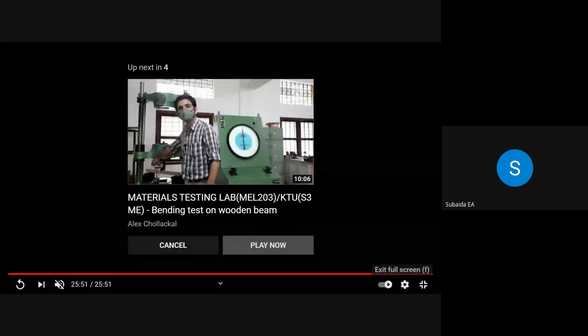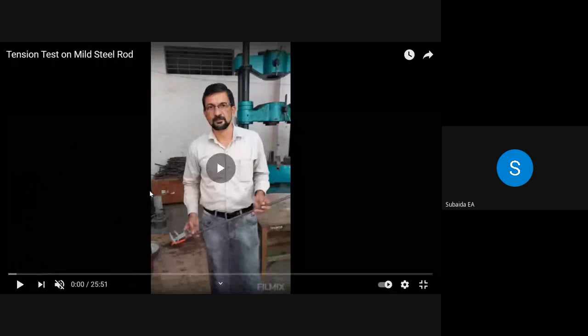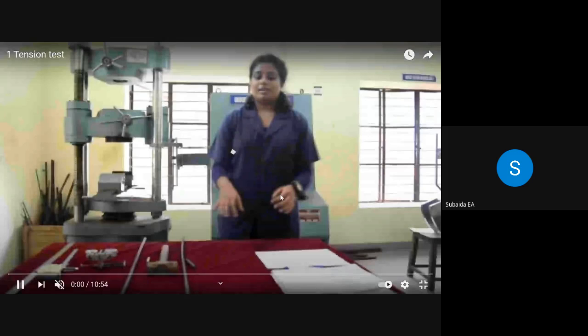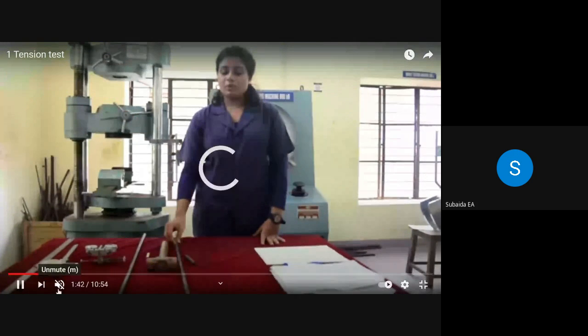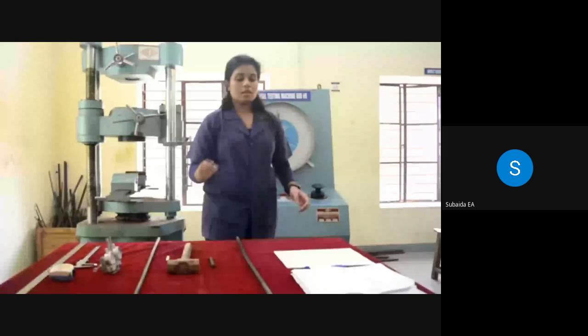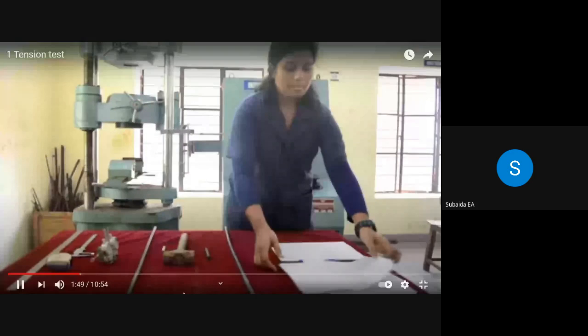So this is not exactly the machine that we are using. This is almost in a similar way that we are using. Is the video visible? Yes ma'am, it's visible.